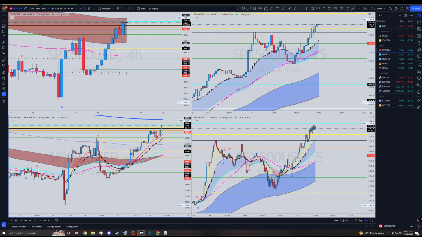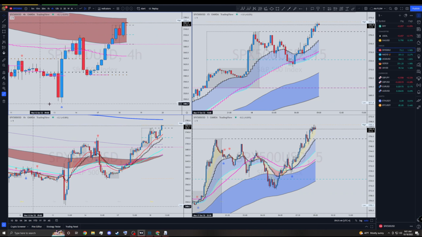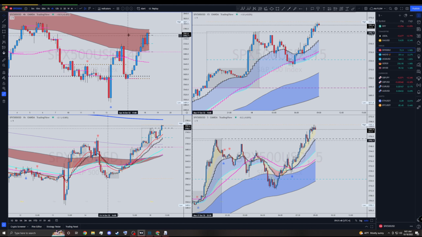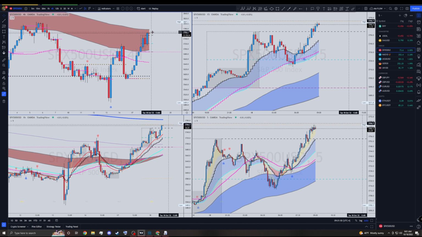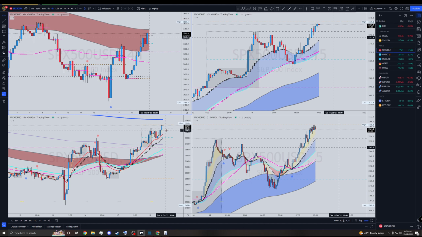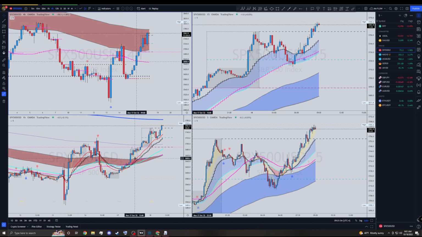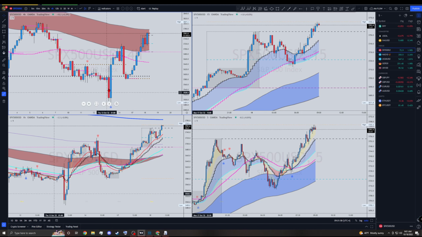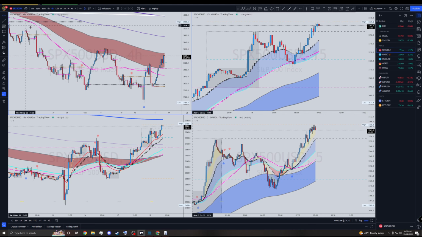S&P. Reaching the top of this 4-hour area here. Very close. Strong trend though. Very interesting to see how strong this pullback is, this bullish pullback in this downtrend. That's the vocabulary, the way to say it, right? We're in the downtrend. Yeah, we're in the downtrend, Trev.